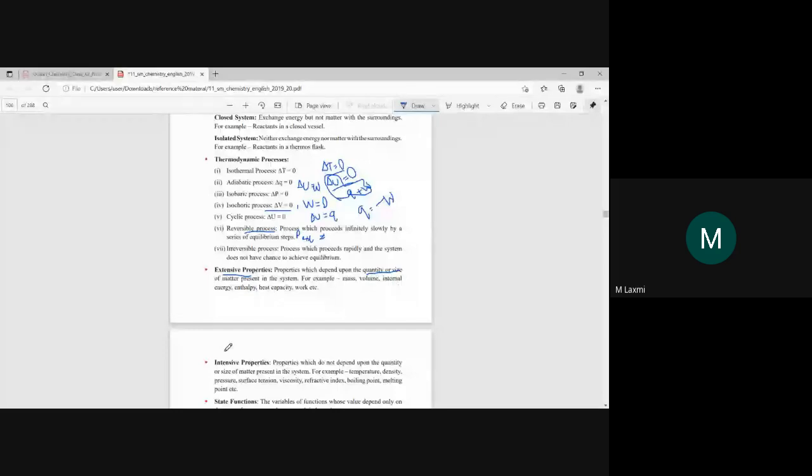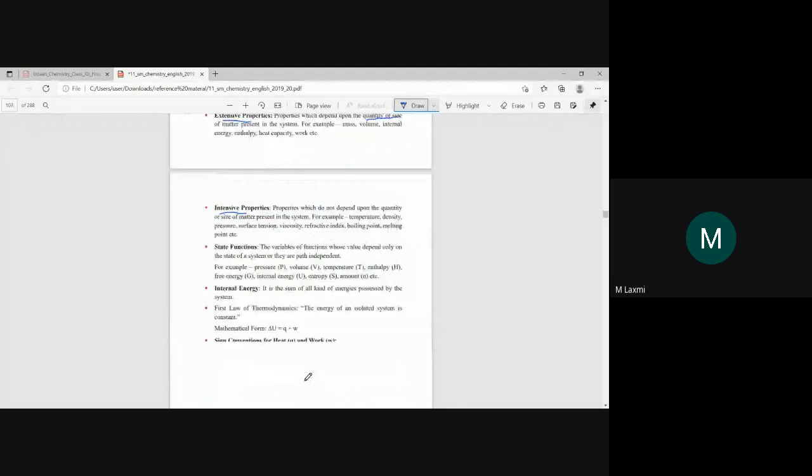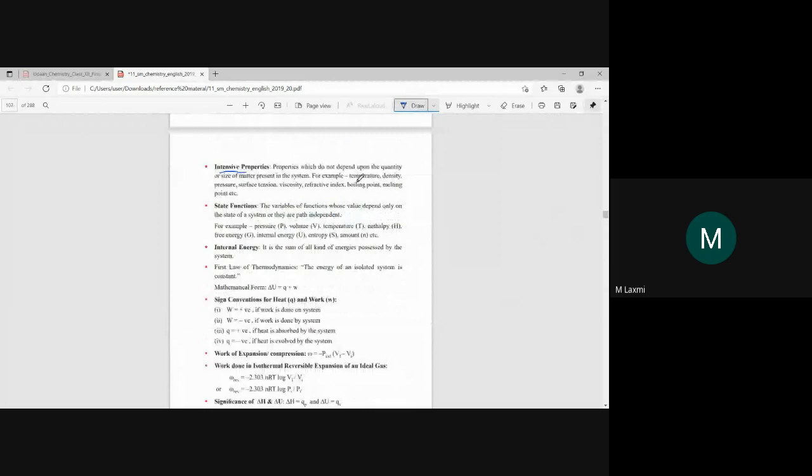Now say the opposite. Intensive properties mean the variables which do not depend upon the mass, quantity, or size of matter. For example, temperature, density, pressure, viscosity, refractive index, boiling point, melting point. These do not depend on the mass of the system, so these are called intensive properties. So what is an intensive property? The properties or variables which do not depend on the mass of a system are called intensive properties.